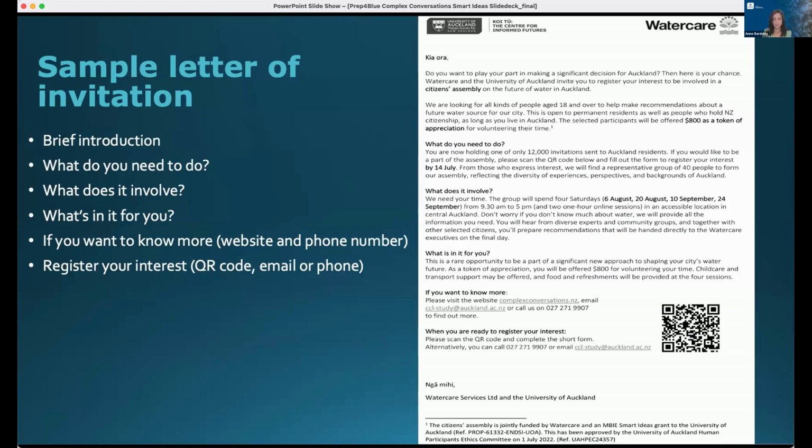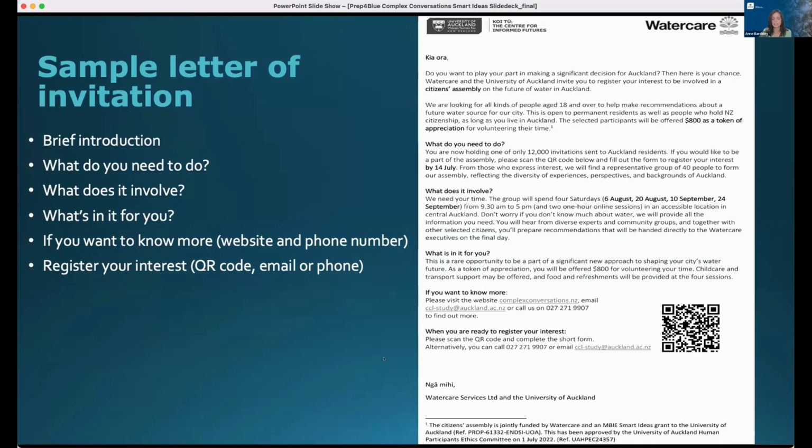What's in it for you? Well, we did compensate all of our participants. So a total over the 4 days of $800 in the form of Prezzy cards is what we gave them. And from this invitation letter, they had places to go if they wanted more information, and a QR code or website or phone number for them to register their interest.